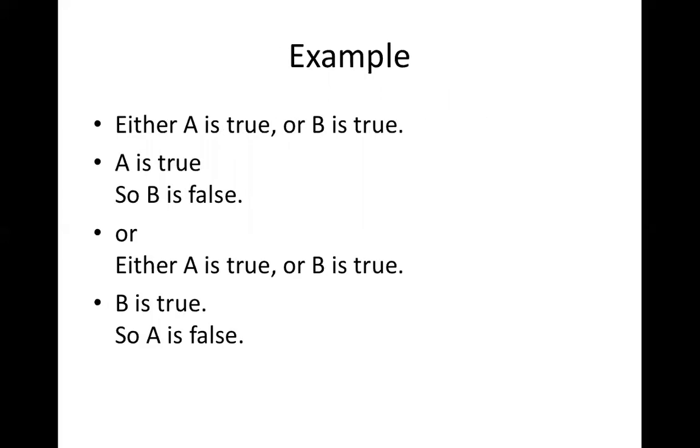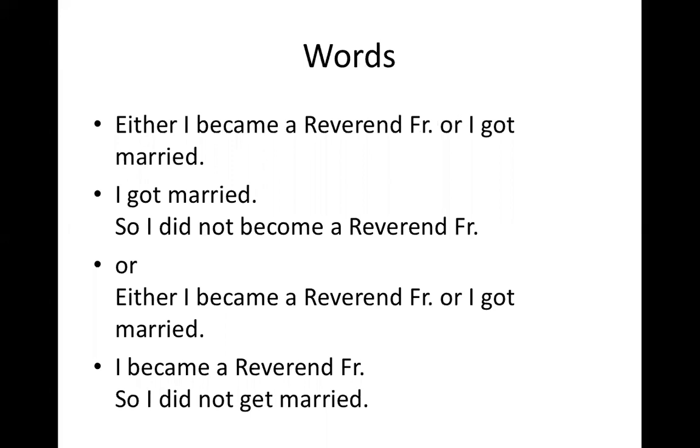Example: either A is true or B is true. A is true, so B is false. So this is the disjunctive argument. In this argument, the first premise is what we call a disjunct. It's an either or statement, either this or that. So either A is true or B is true. A is true, so B is false. Let's put it in words. Either I became a reverend father or I got married. I got married, so I did not become a reverend father. So that's the nature of a disjunctive argument.